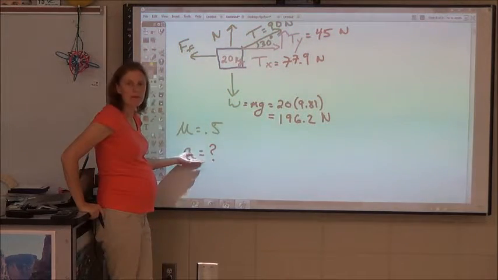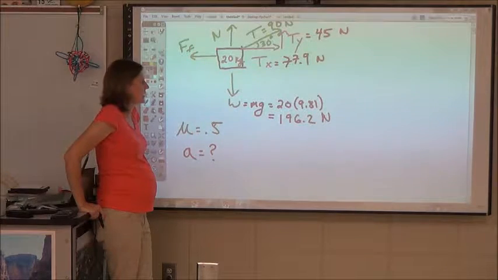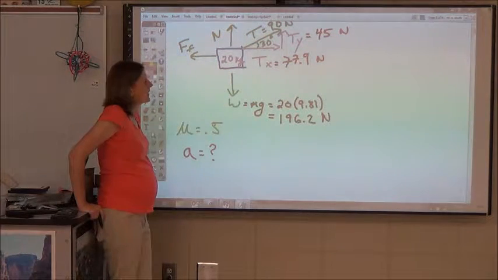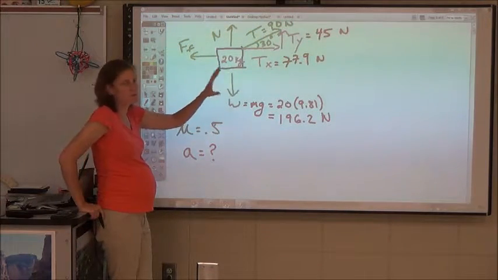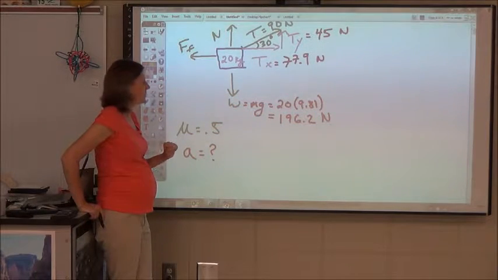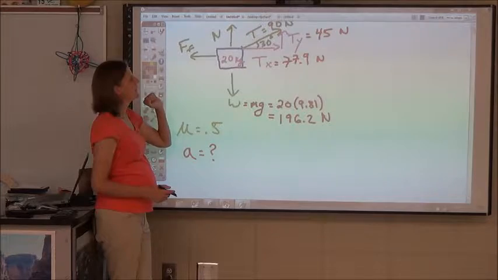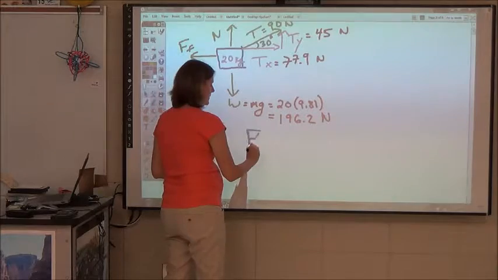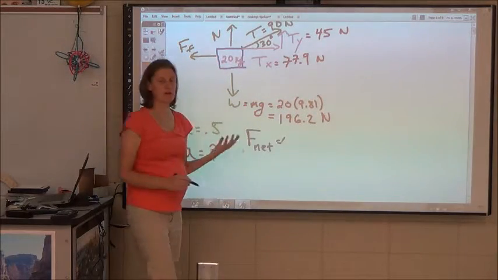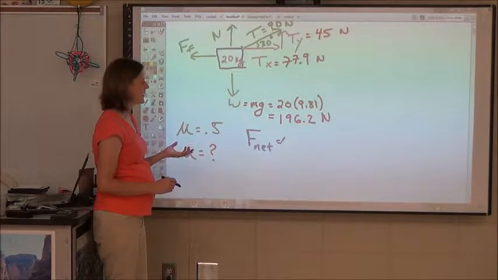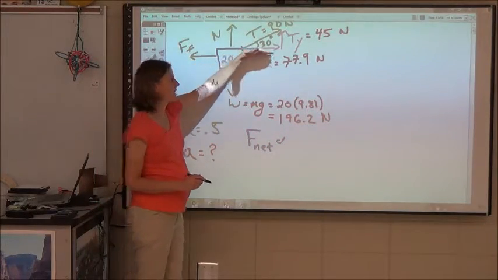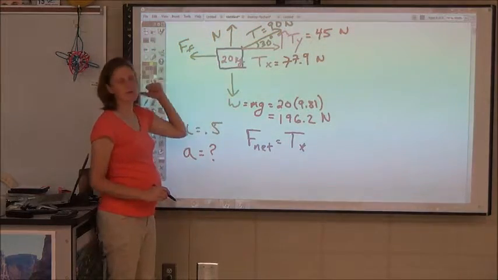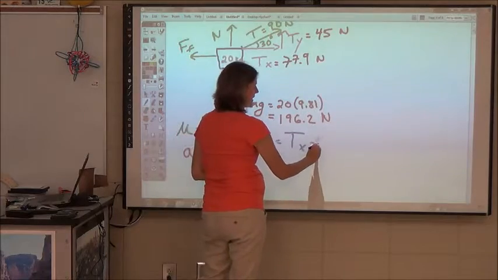All right, now back to my question of finding the acceleration of this box. And it's definitely going to be accelerating to the right. So without using numbers, what do I know that's true about these forces? First of all, if it is accelerating to the right, I know that there is a net force. And the net force is essentially Tx. That's my main force moving this box to the right, but friction is not helping. Friction's going back the other way, so I've got to subtract out friction.